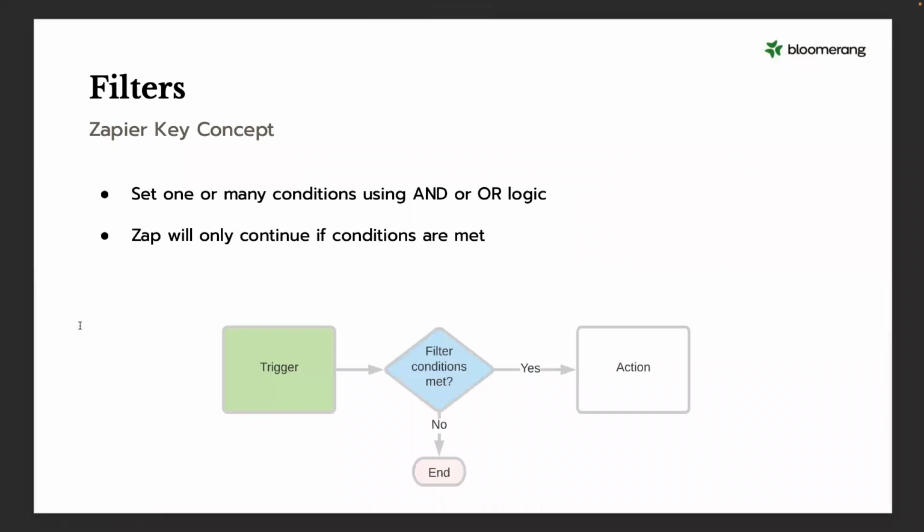Filters in Zapier allow you to set one or many conditions for your automation using and or logic. And your Zap will only continue if the conditions are met. So if the conditions aren't met, your Zap stops. And if they are met, it will continue on to any subsequent actions.